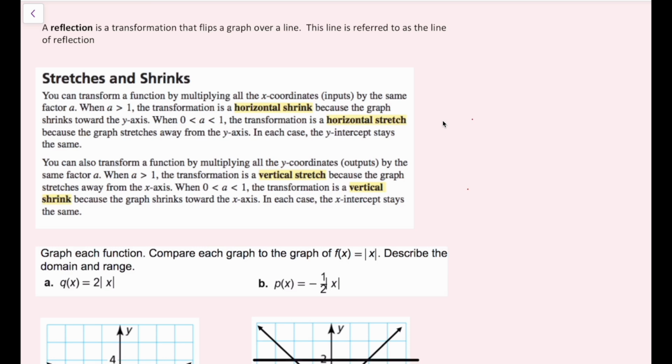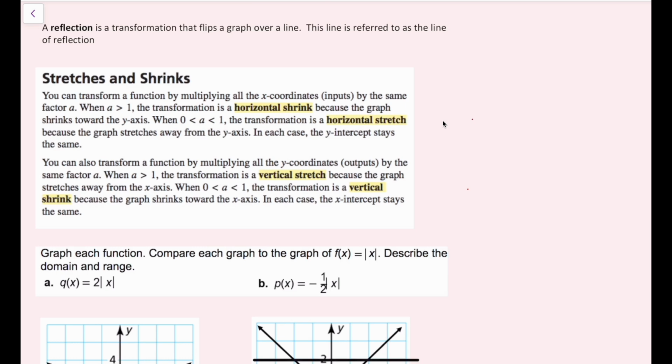You can also transform a function by multiplying all the y-coordinates, or outputs, by the same factor a. When a is greater than 1, the transformation is a vertical stretch because the graph stretches away from the x-axis. When 0 is less than a is less than 1, the transformation is a vertical shrink because the graph shrinks towards the x-axis. In each case, the x-intercept stays the same.